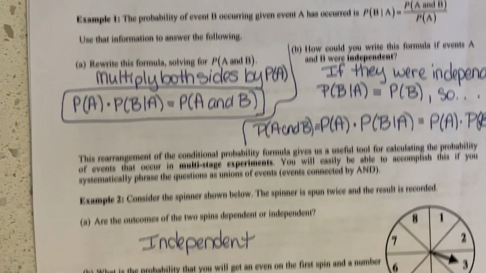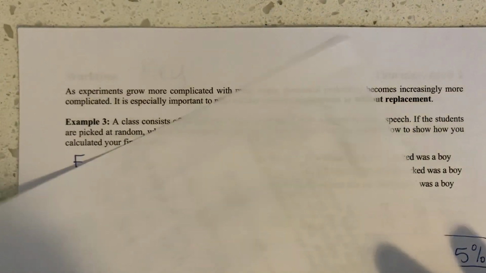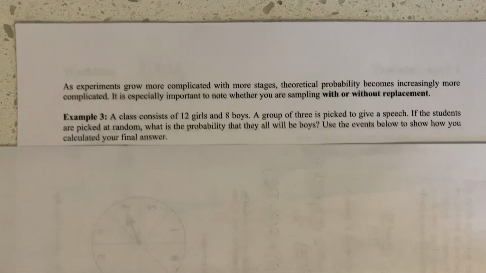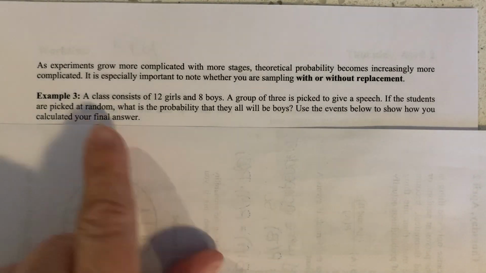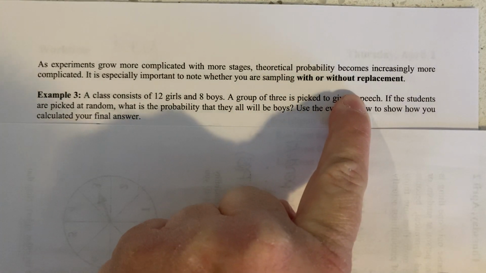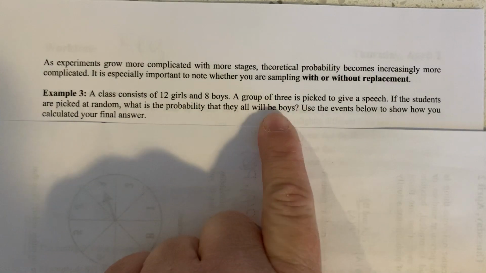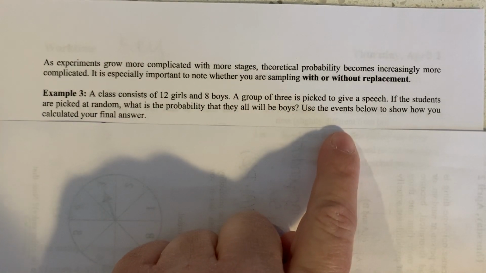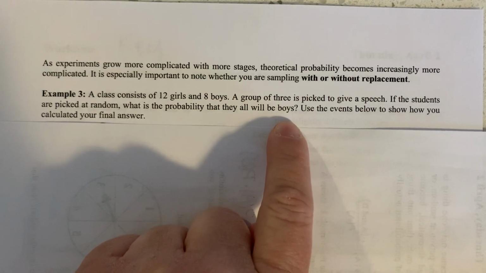All right, so let's go back up to the top and go to page 2. So here is the rest of the note catcher. It says, now we're talking about with or without replacement. Now, I love these because this is realistic. So we have a class of 12 girls and 8 boys. A group of 3 is picked to give a speech. If I pick students at random, what's the probability they're all going to be boys?